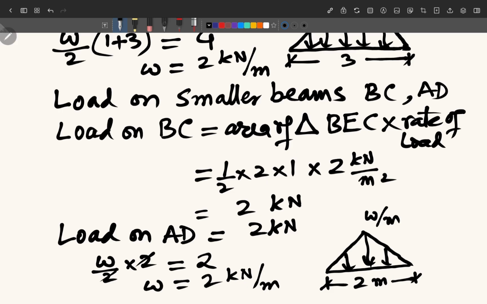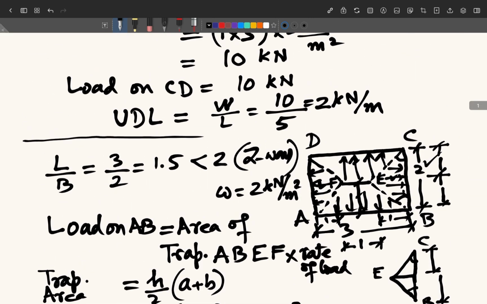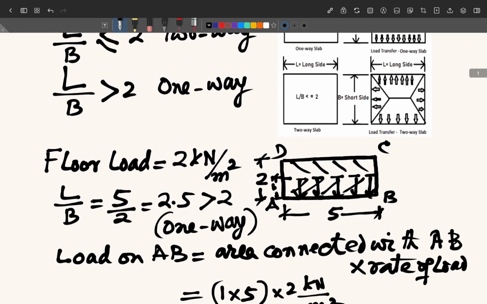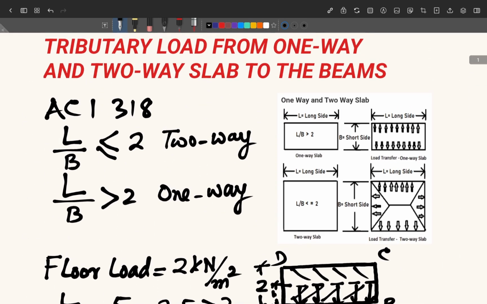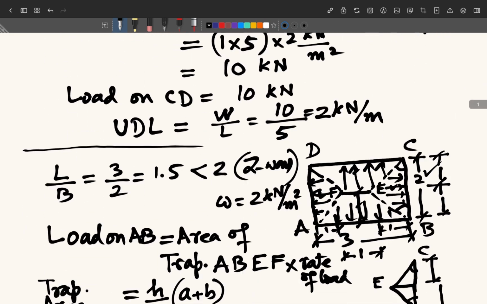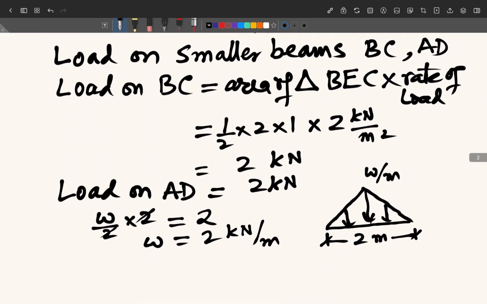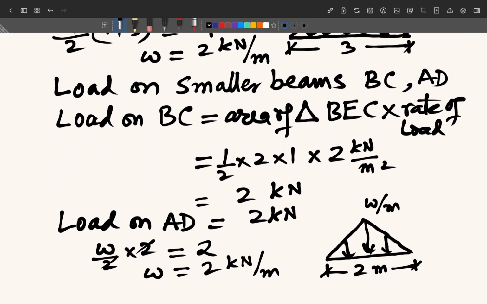So with this, you have seen that very easily we can calculate the load transferred to the beams which are supporting the slab, which is either in the form of a two-way slab or one-way slab. We can easily calculate the load to the beams. I hope with this explanation you understand how to calculate the load coming to the beams.